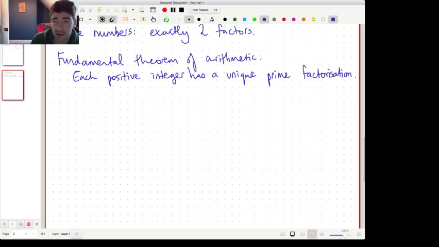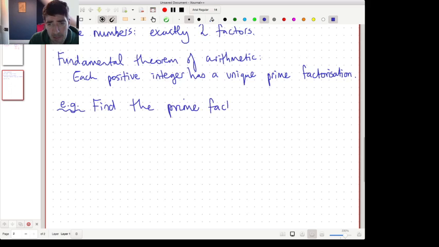We'll have a quick look at a question. So example: find the prime factorisation of 560. Factorisation just means that we want to write it as a product. Like when you factor something, you write it in terms of a product of its factors, and specifically we want the factors to be prime numbers.